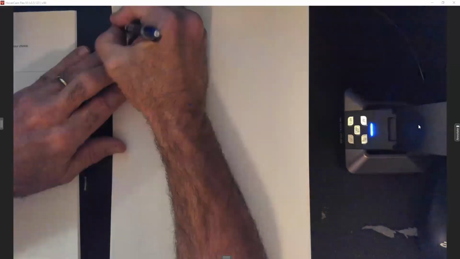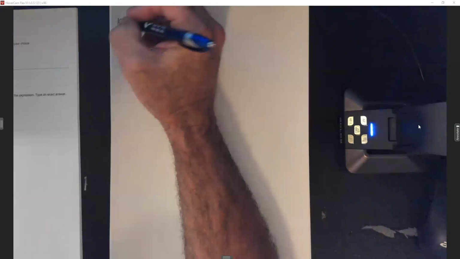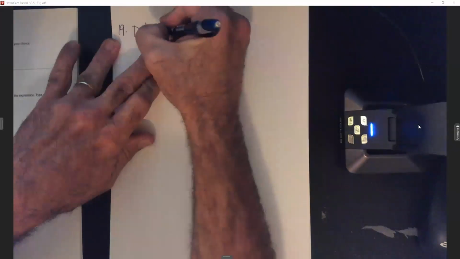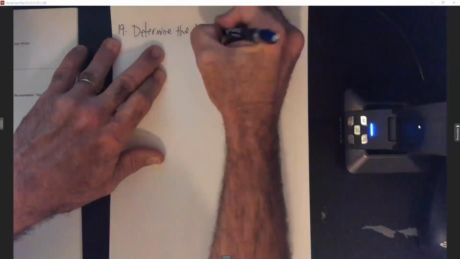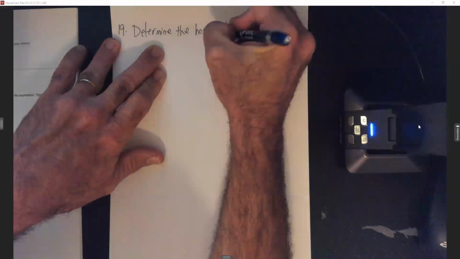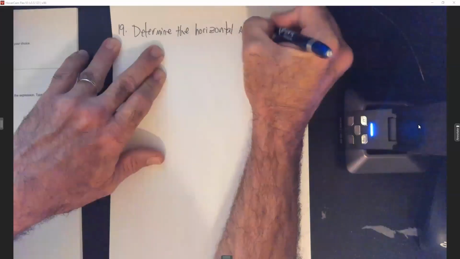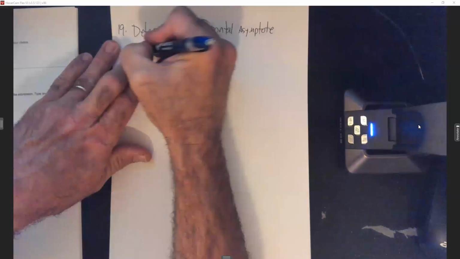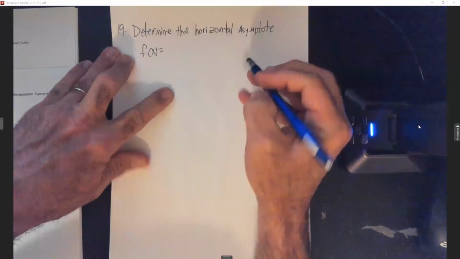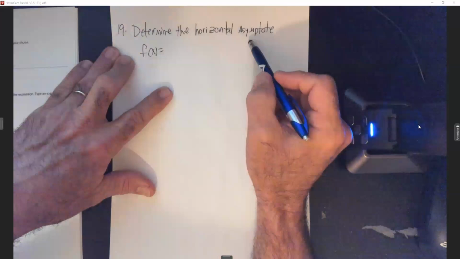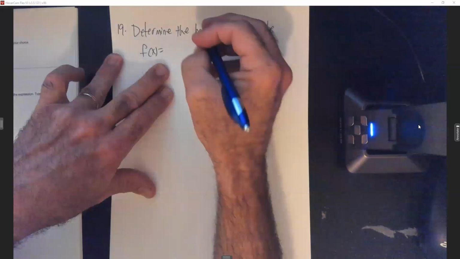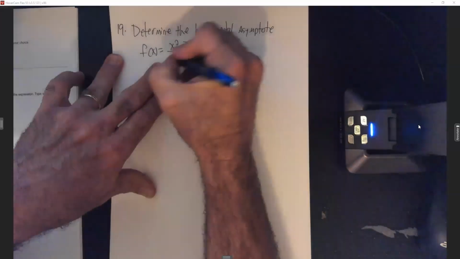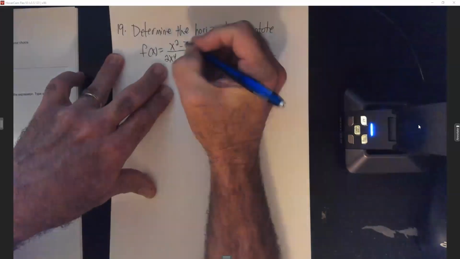All right, y'all, so now we're getting down to determining the horizontal asymptote. All right, so f of x. I actually want to know who came up with that word, asymptote. That's pretty wild. All right, x squared minus 7 over 2x to the 4th plus 3.